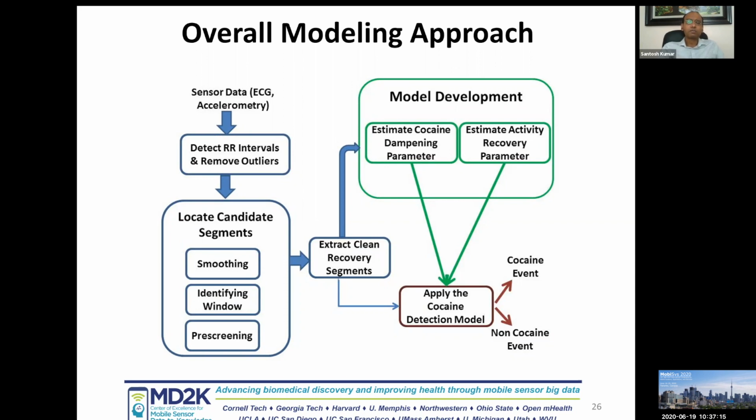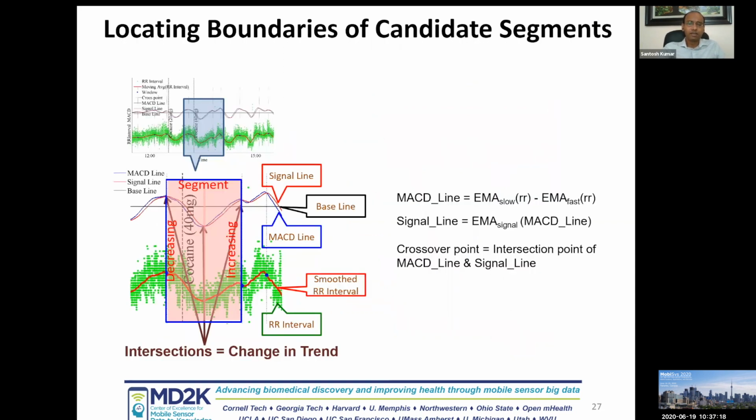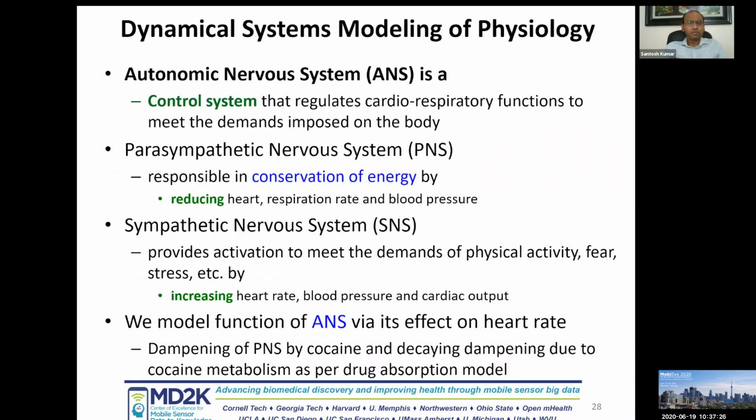So what we did for that was the average convergence divergence idea I was talking about to isolate the boundaries. And for isolating the effect of physical activity from cocaine, we went back to physiology. The autonomic nervous system, as you may know, has the parasympathetic nervous system and the sympathetic nervous system. This is responsible for regulating the cardiac functions, which is what we were measuring, the cardiovascular response.